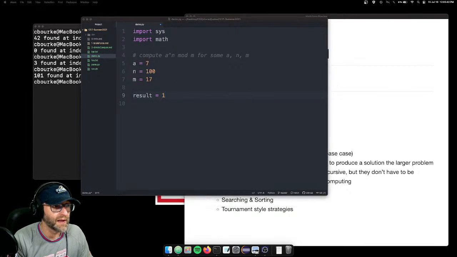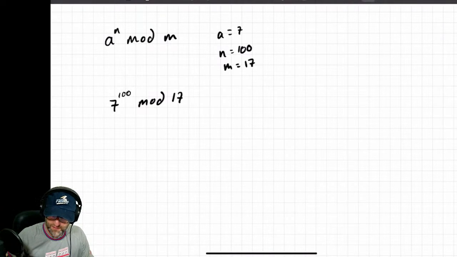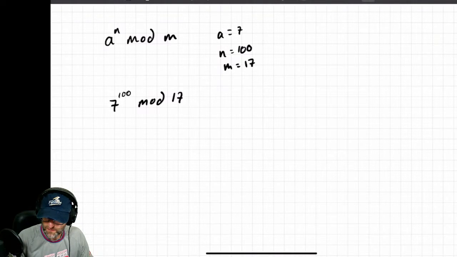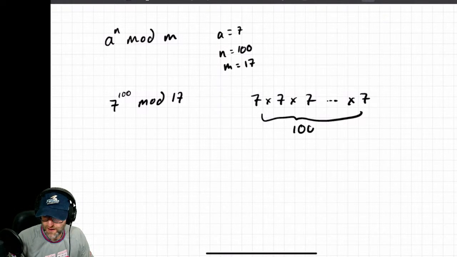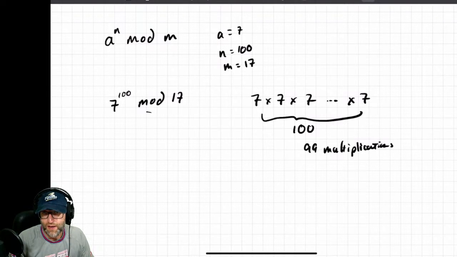So what is the naive way? Naive way would be, all right, 7 times 7 times 7 times 7. How many times? Well, there are going to be 100 sevens, right? So in other words, 99 multiplications. That's not that bad, right? And then with modular arithmetic, you can go ahead and take the mod of intermediate values. So you don't have to take the mod all the way at the end, right? Like compute 7 to the 100 and then take the mod.